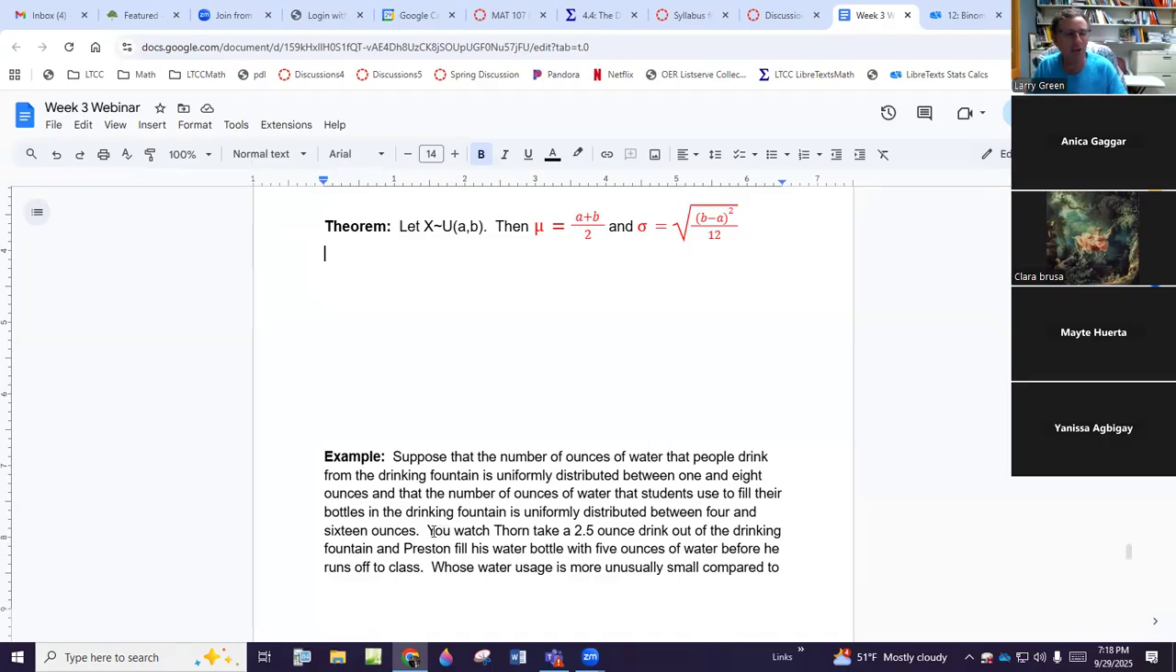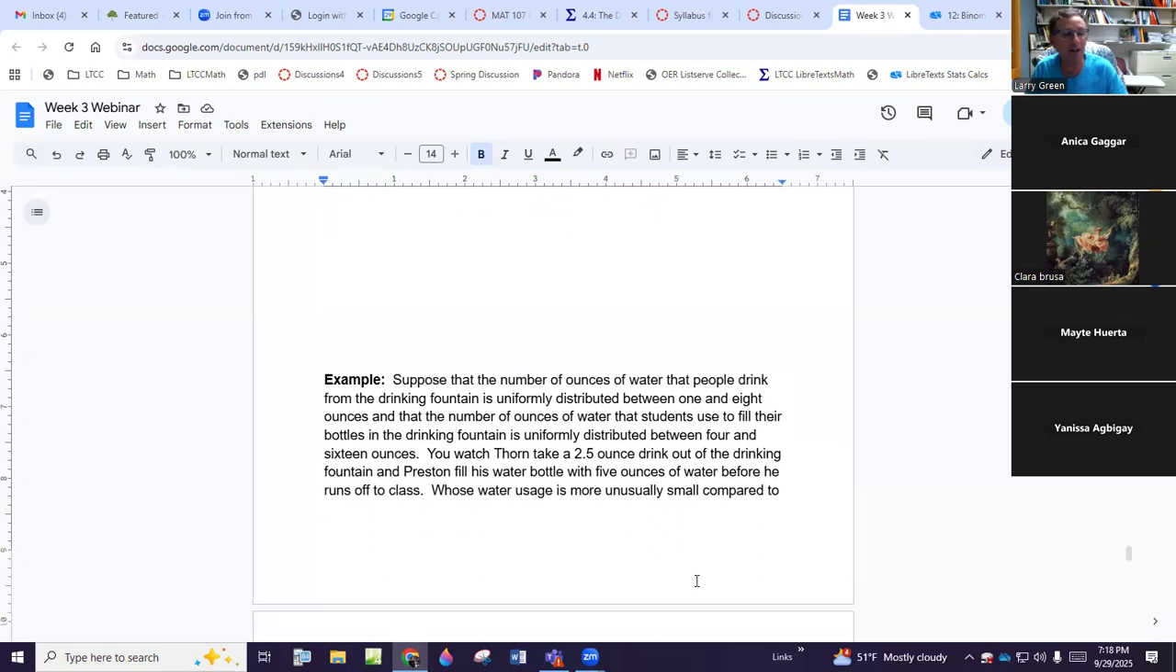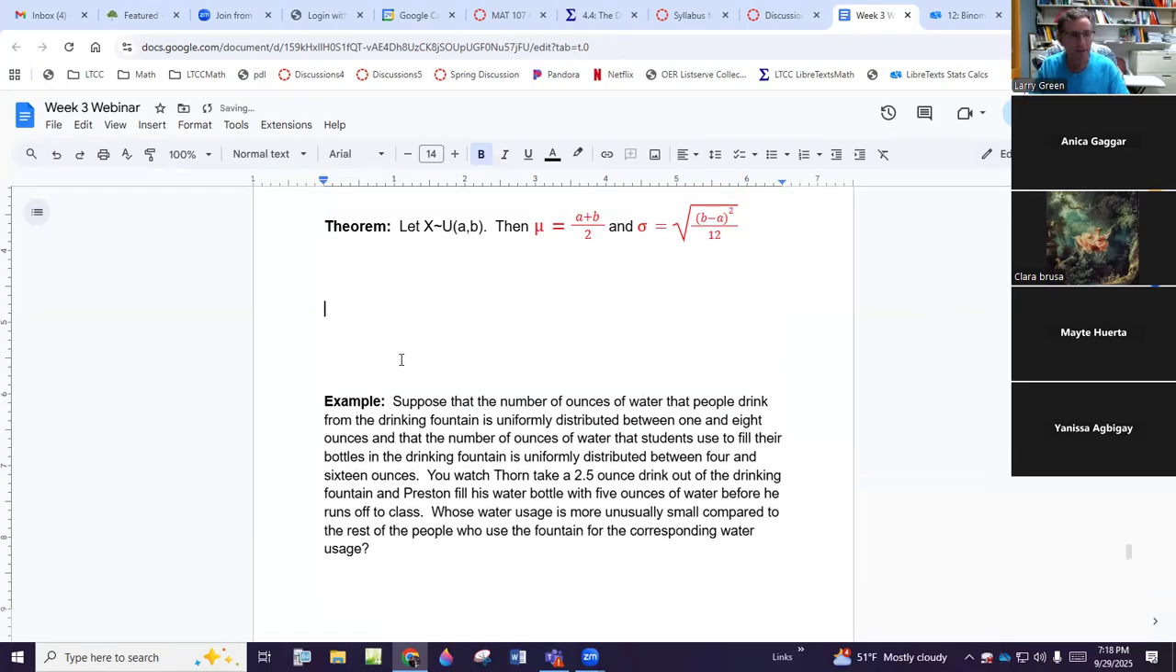Okay, now you watch Thorne take a 2.5 ounce drink out of the drinking fountain, and Preston fill his water bottle with 5 ounces of water before he runs off to class. Okay, whose water usage is more unusually small compared to the rest of people who use the fountain for the corresponding water usage? Any questions on what it's asking? Okay.